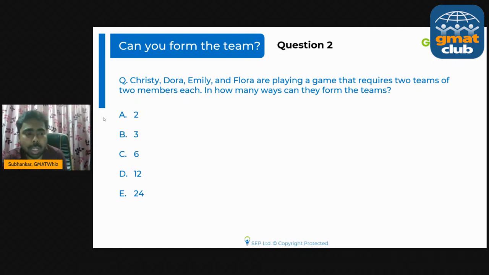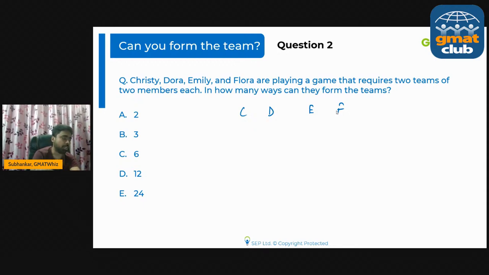Now, in this particular question, it says there are four people, so I'm representing them as C, D, E, and F. They are playing a game that requires two teams of two members each. So basically, they are forming two teams. One team will have two members, the other two people will get into the other team. In how many ways can they form the teams?